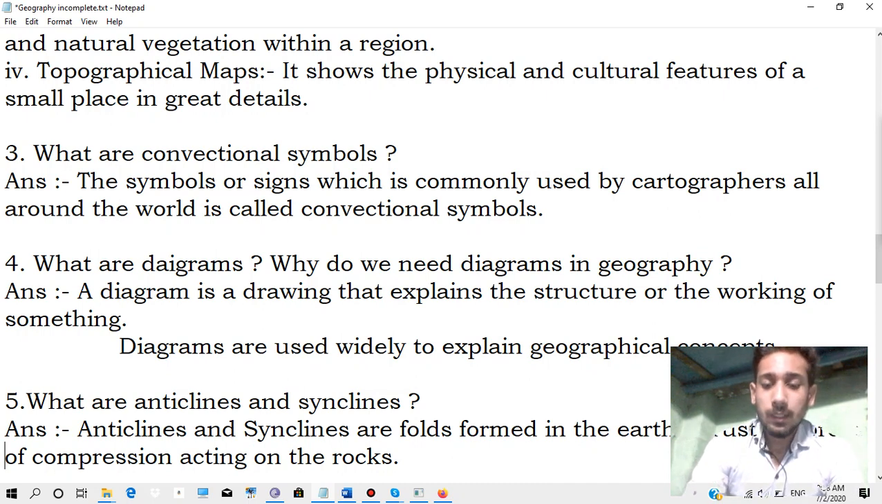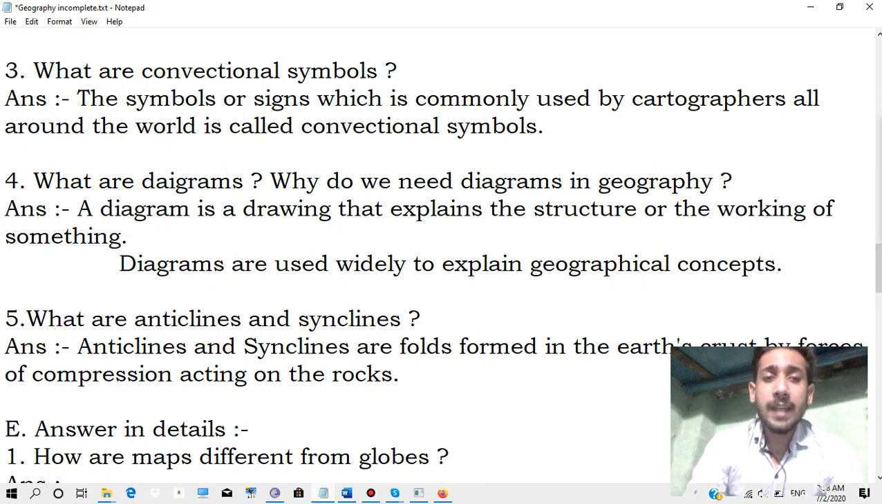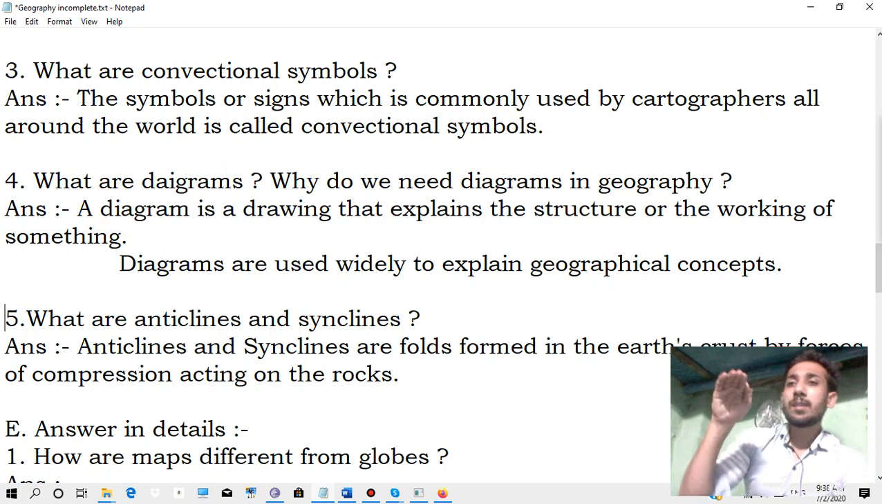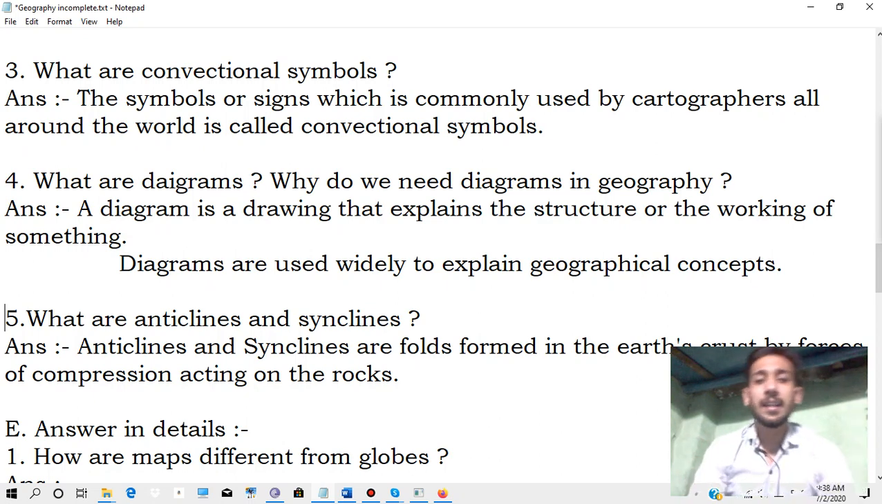Thereafter, question number five: what are anticlines and synclines? Anticlines and synclines are basically folds formed in the earth's crust by forces of compression acting on the rocks. As I told you, there is an upward side and a downward side, called anticline and syncline. These are folds formed by the force of compression. It means a huge force acts below the earth's crust, on the rocks, forming anticlines and synclines. So these are basically the short type answers.